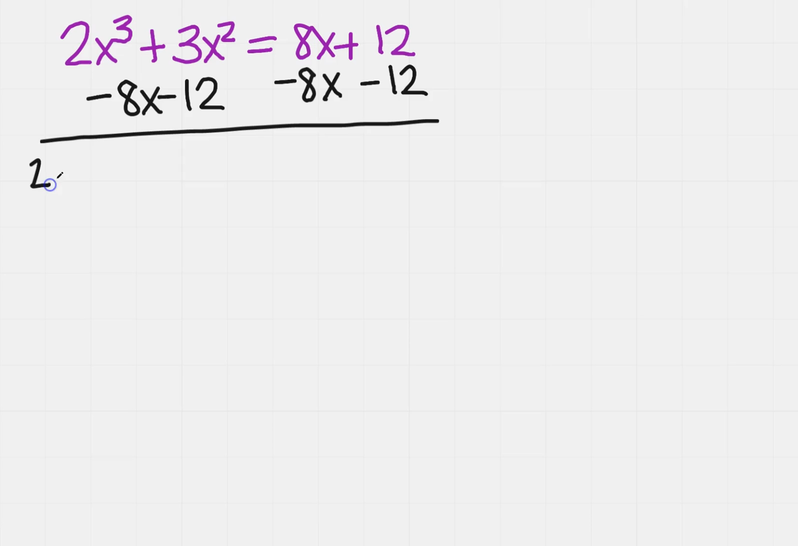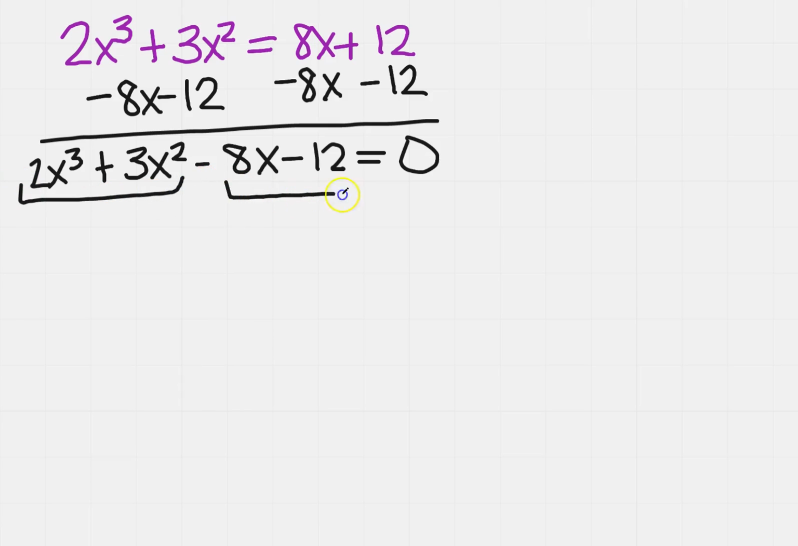So that's going to give me 2x cubed plus 3x squared minus 8x minus 12, and that's going to be equal to 0. So now this kind of reminds me of factor by grouping, right? I've got 4 terms, I can group them in groups of 2. So let's look at the first 2 and then the last 2. The first 2, what do they have in common? Well, they've got an x squared, and that's going to be 2x plus 3.